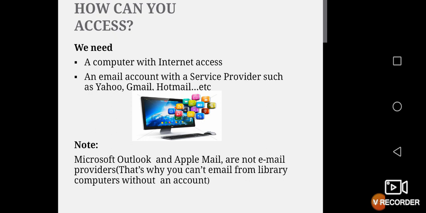How can you access? First of all, we need to have a computer or any other device with an email address, and it must have internet access. The email account will be provided by any of the service providers such as Yahoo, Gmail, Hotmail, etc. But Microsoft Outlook and Apple Mail are not email providers. You might have an email from the library computers without an account. You cannot access these without a prior email account from any of these service providers.